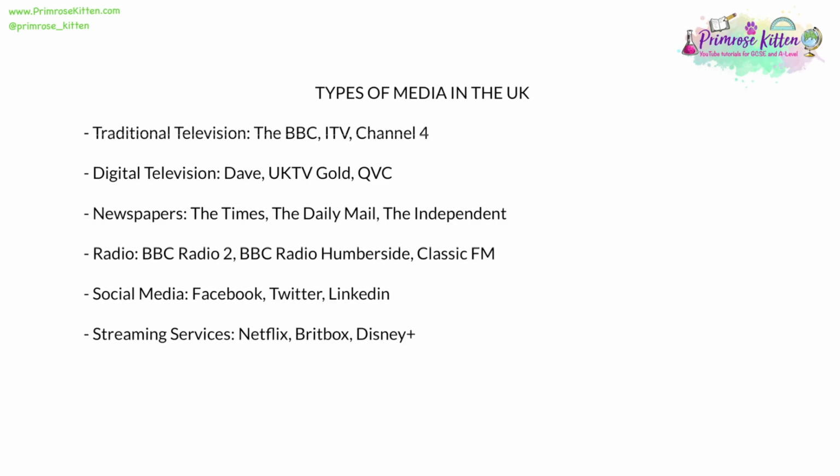There are many different types of media in the UK, such as traditional television, things like the BBC, ITV and Channel 4. There is also digital television, such as Dave, UK TV Gold, and shopping channels. Newspapers, such as The Times, The Daily Mail or The Independent.